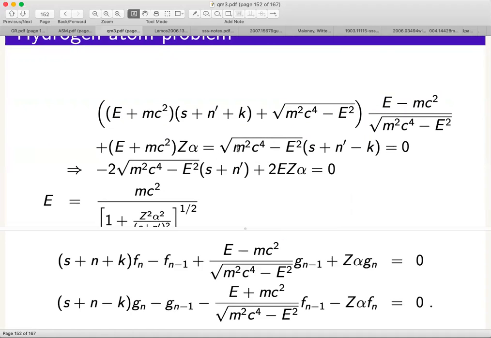Once you get that equation, all you need to do is massage it a bit. You take e plus mc squared, put this square root upstairs, then collect the terms involving the square roots. You find that the terms involving square roots have k factors with opposite signs. So the k factor goes away and you get a term which is minus 2 times square root times s plus n prime. The factor of 2 comes because this term and this term get added. The minus sign is here. This is e squared minus m squared c to the 4, but that is minus the square of the square root, so you pull another minus sign out. That gives you this term.